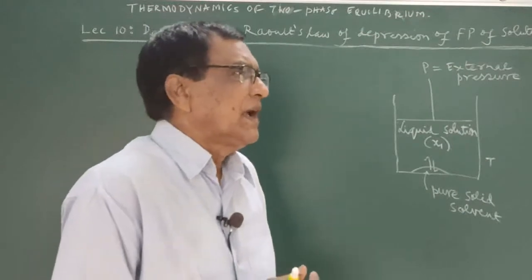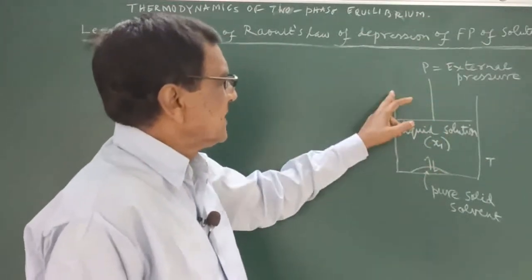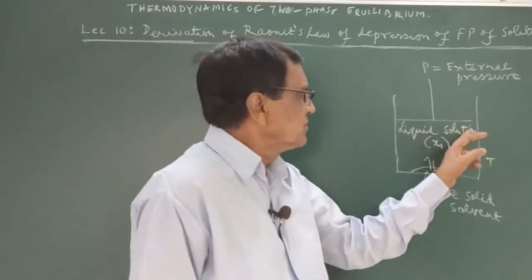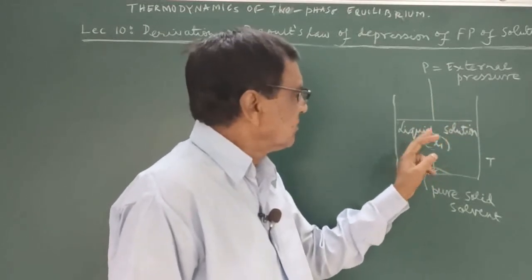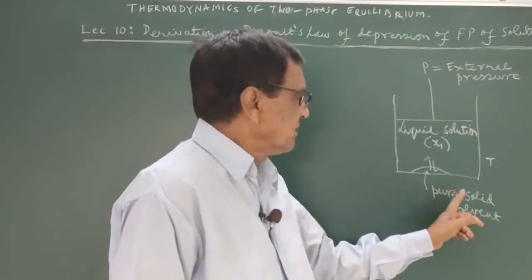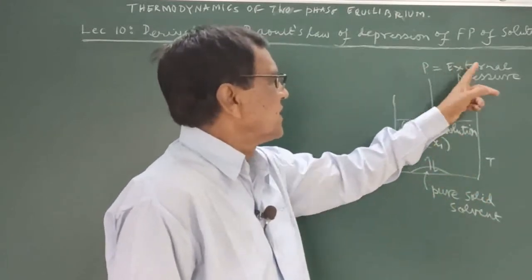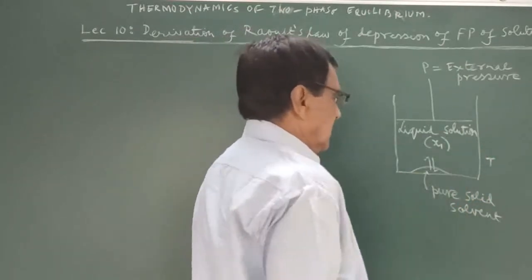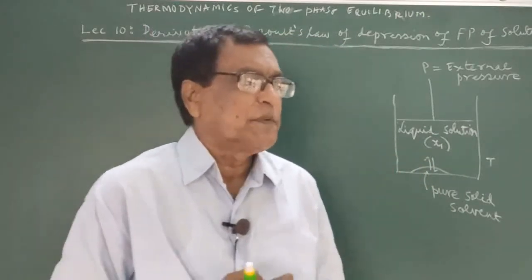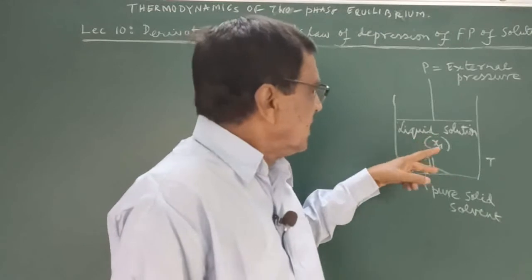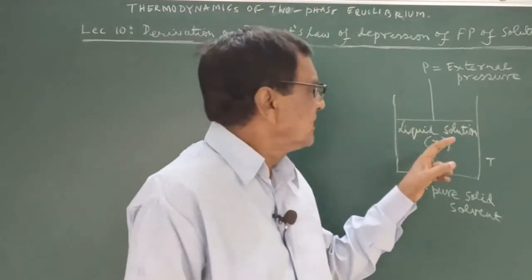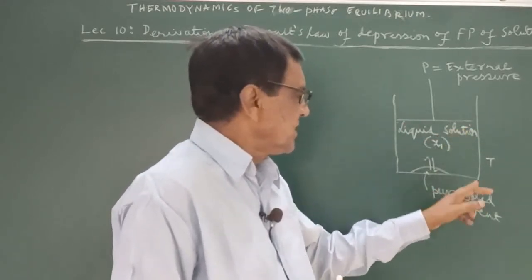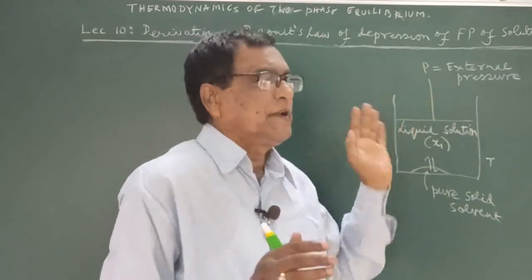And you see, I have given a picture here. This is a container fitted with a piston, and this container has the liquid solution with mole fraction of the solvent X1. And here it is a pure solid solvent at an external pressure P and temperature T. There is no question of having vapor. It is the two-phase equilibrium of the solvent: the solvent in solution, liquid state, and the solvent in solid state, at an external pressure P.